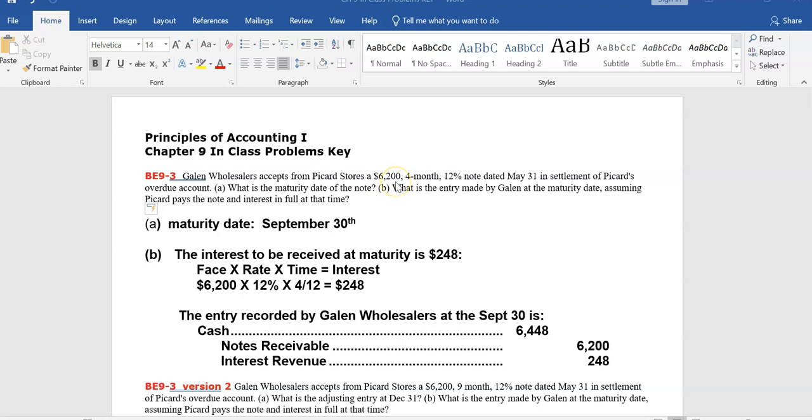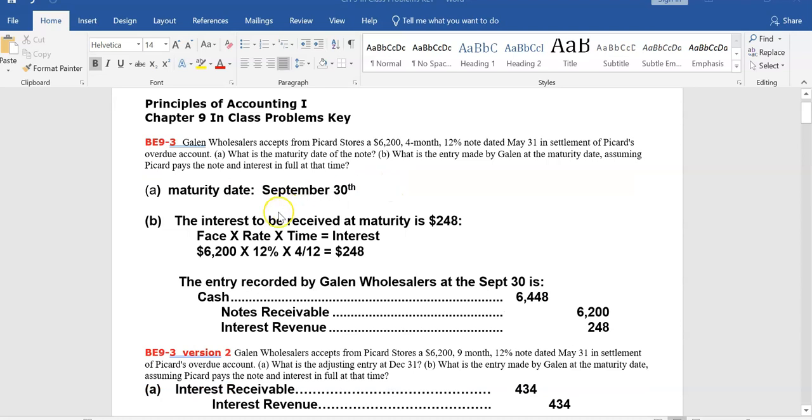So let's calculate the interest that Picard will have to pay when they pay off the note. Interest is calculated by taking the face amount of the note, multiplying it times its stated interest rate times the period of time that the interest is accruing. The face amount of this note is $6,200. The stated interest rate is 12%.